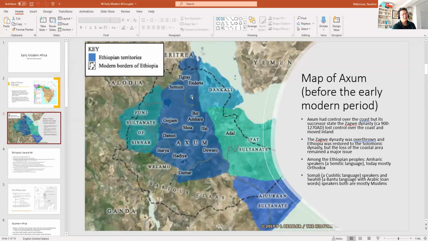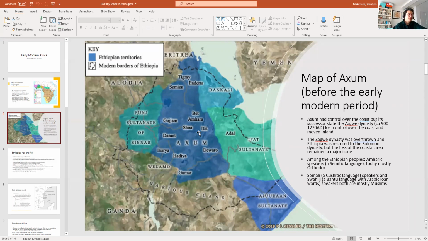And then eventually the Zagwe dynasty itself is overthrown in 1270 AD. And when they're overthrown, the new king claims descent from King Solomon, just like the kingdom of Aksum. And so Ethiopia returns to being a Solomonic dynasty. So this is sometimes called Abyssinia, but this is basically the Ethiopian empire or the Ethiopian kingdom. And this kingdom is going to last pretty much until the 20th century.